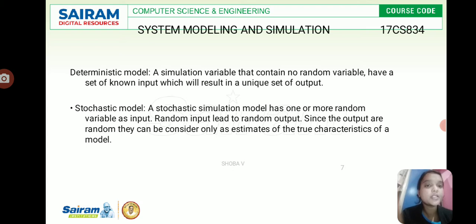But in a stochastic model we have one or more random variables as input, and random input leads to random output. Since the outputs are random, they can be considered only as estimates of the true characteristics of the model, we can say. So the main thing we need to understand is the deterministic and stochastic model. In deterministic there is no random variable. In a stochastic model we have one or more random variables as input, and random input leads to random output. These outputs are random, so they can be considered only as estimates of the true characteristics of the model.